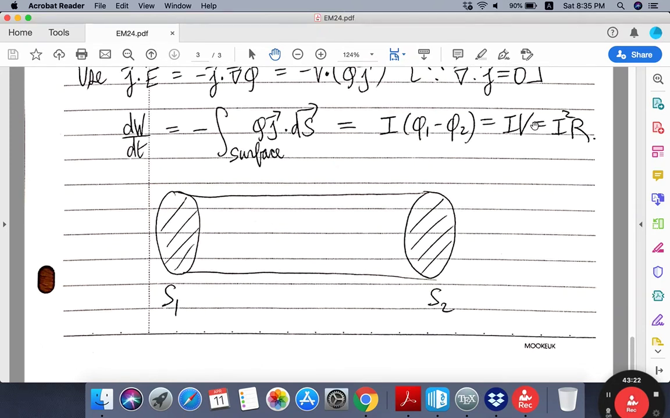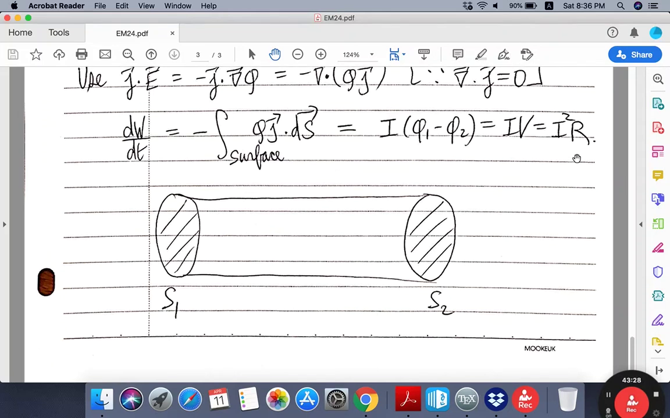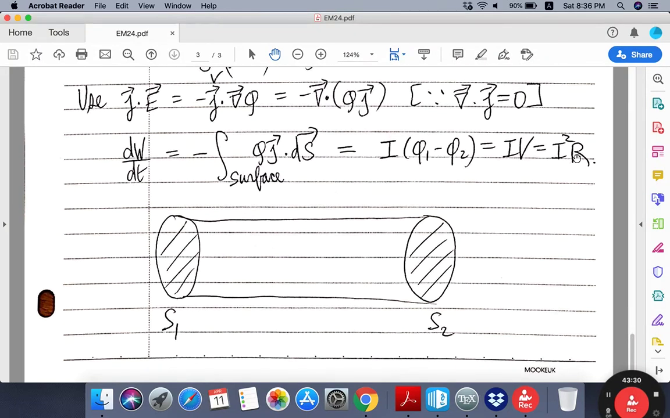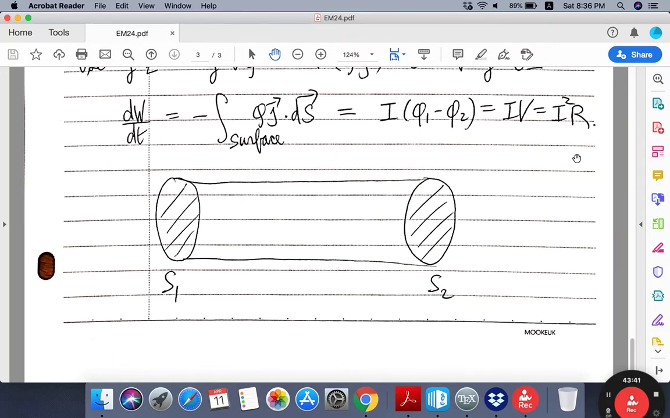You have probably seen this result many times over in your previous education, and what I've done is probably a slightly more sophisticated version of the previous derivations you may have seen. But of course, the final expression is not changed from what you learned earlier.